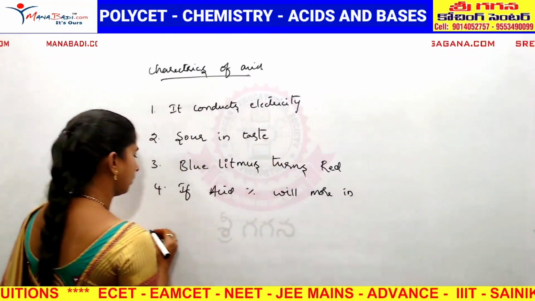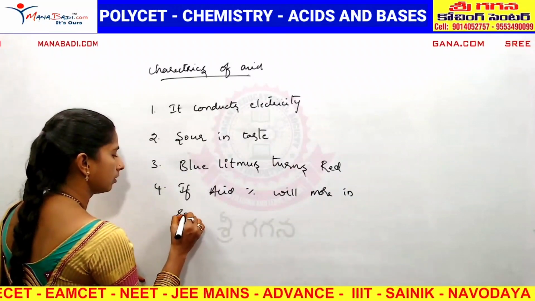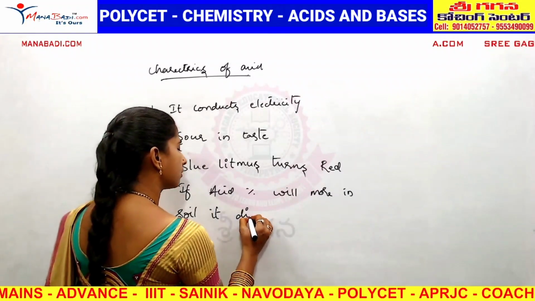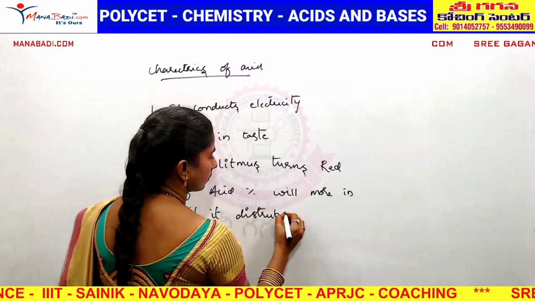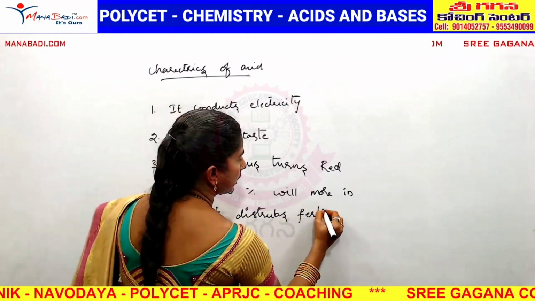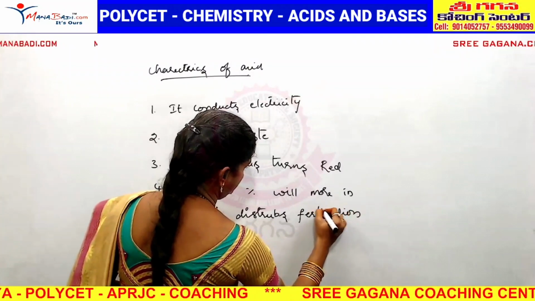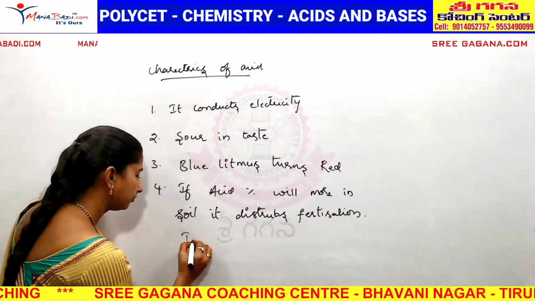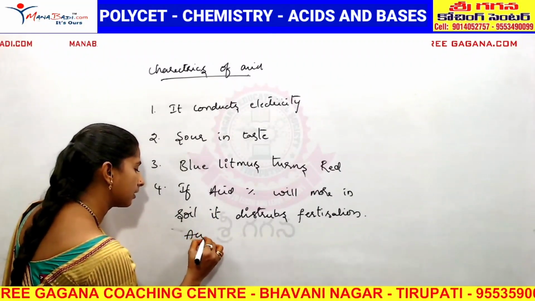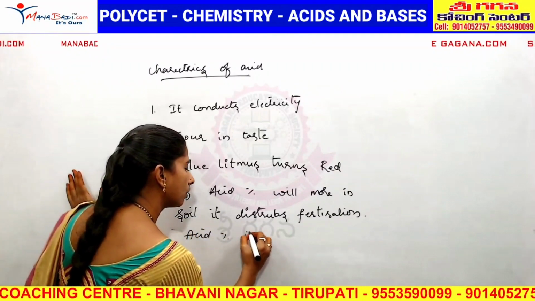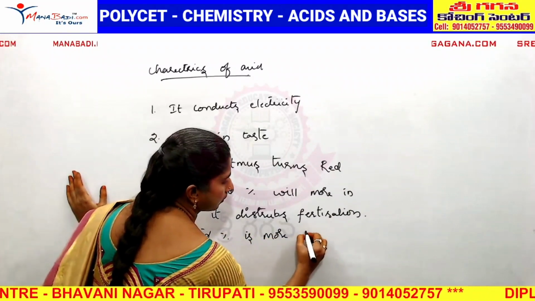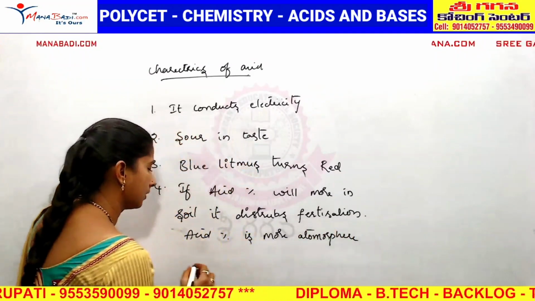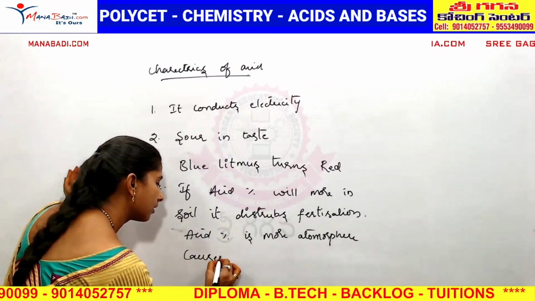in soil, it disturbs the fertility. It disturbs fertilization. And if the acid percentage is more in the atmosphere, it causes acid rains.